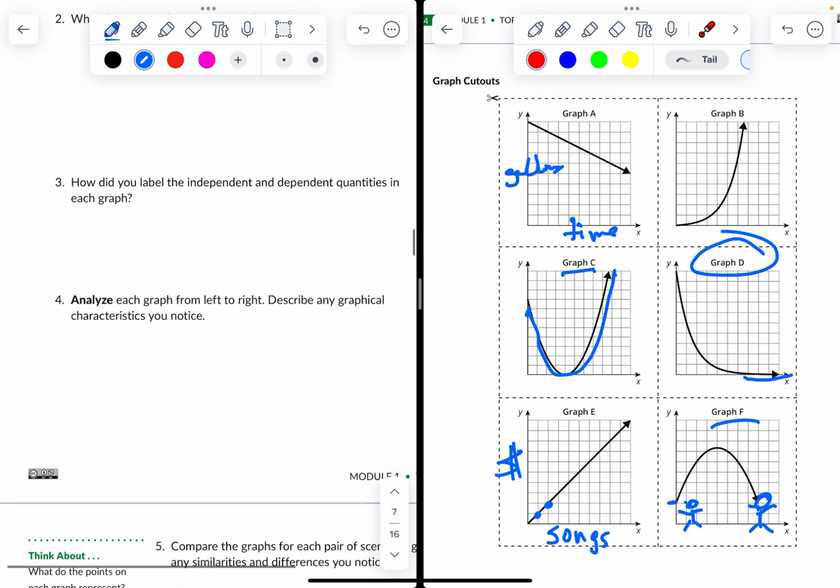Independent quantities were almost always time. Some of them we had songs, but frequently time was going to be your independent quantity. The dependent quantity was frequently like the other thing that was being counted with time. The height, the number of feet long the rope was, the gallons of water. But usually time ends up being in a problem, okay?